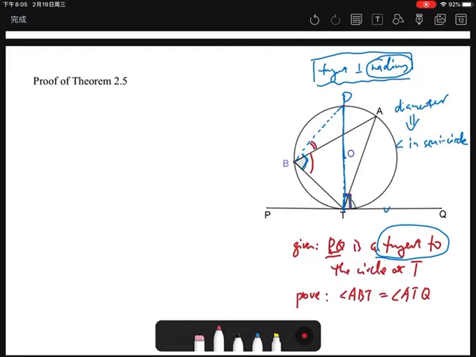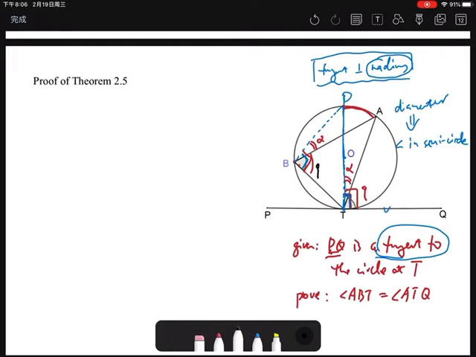Then you see that angle DBA and angle DTA are subtended by the same arc, and both of them are angles at the circumference, so they are equal. If I let them be alpha, these two angles are equal, and just now you know that angle DTQ is 90 degrees, and angle DBT is also 90 degrees.